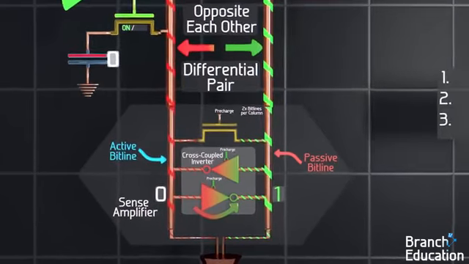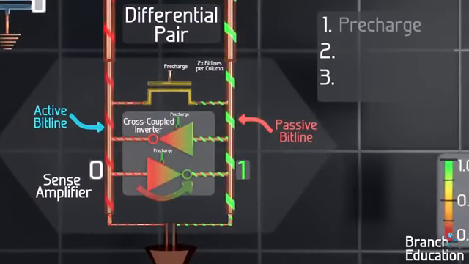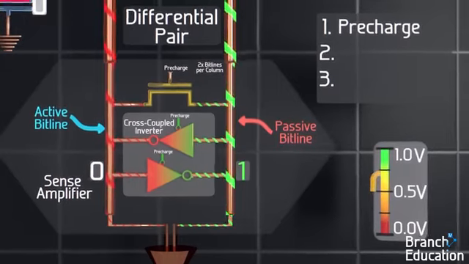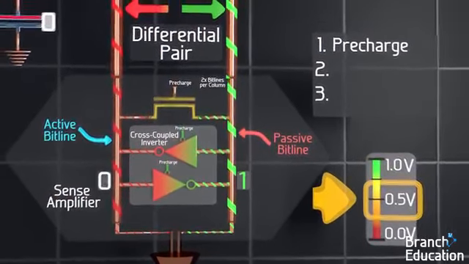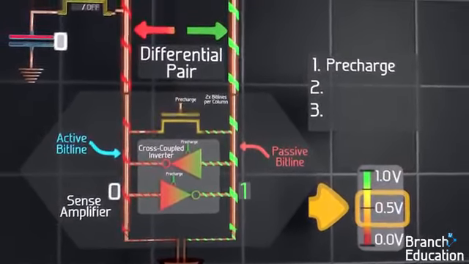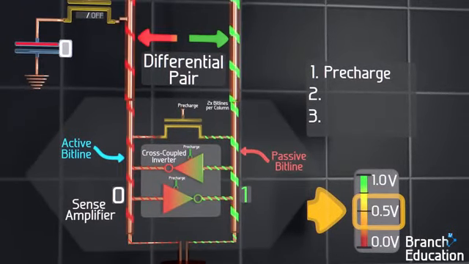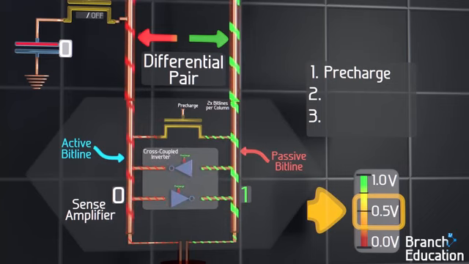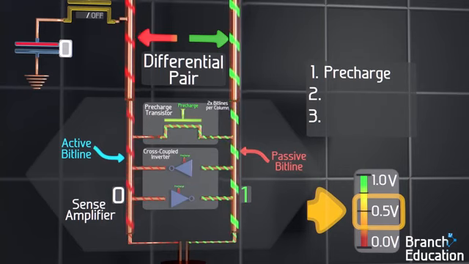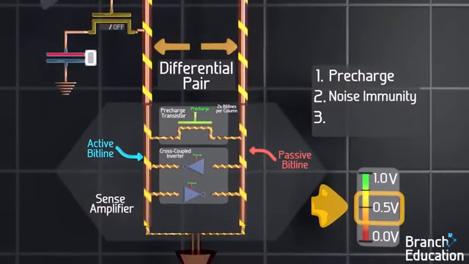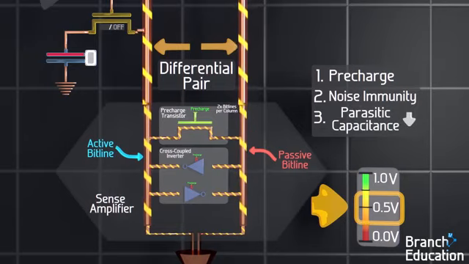There are 3 benefits to this design. First, during the pre-charge step, we want to bring all the bit lines to 0.5 volts, and by having a differential pair of active and passive bit lines, the easiest solution is to disconnect the cross-coupled inverters and open a channel between the 2 using a transistor. The charge easily flows from the 1 bit line to the 0, and they both average out and settle at 0.5 volts. The other 2 benefits are noise immunity and a reduction in parasitic capacitance of the bit line.